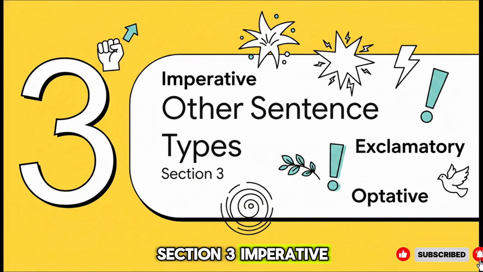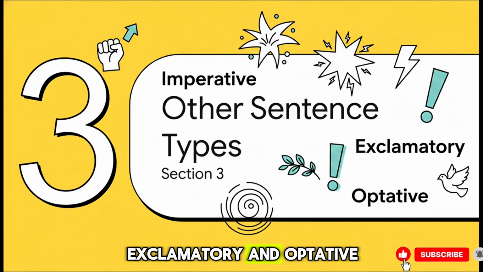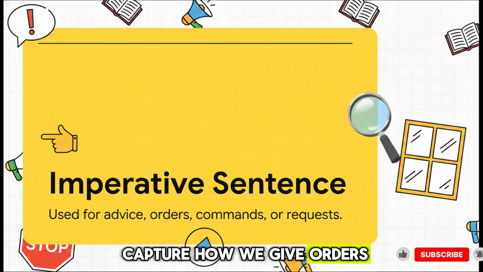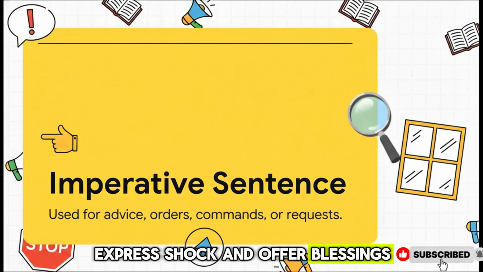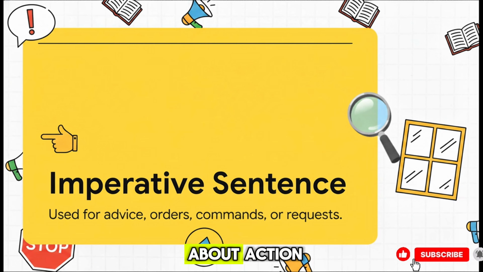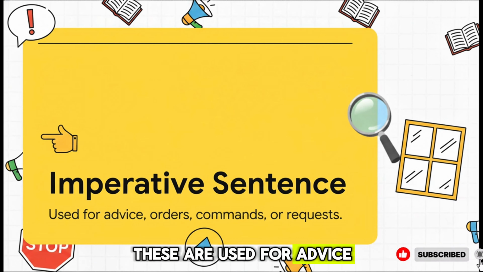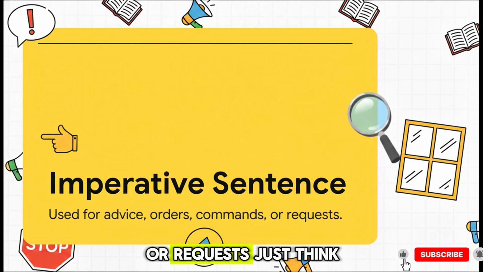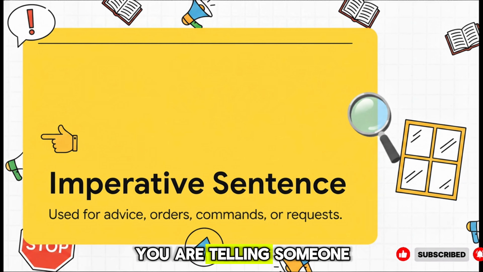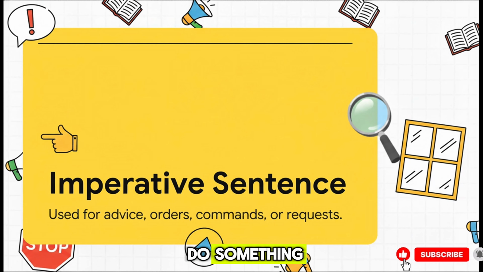Section 3, imperative, exclamatory, and optative. These next 3 types capture how we give orders, express shock, and offer blessings. The crucial thing to remember about an imperative sentence is that it's all about action. These are used for advice, orders, commands, or requests. Just think about how teachers or parents talk. Close the window, or stop talking. You aren't stating a fact or asking a question here. You are telling someone to do or not do something.